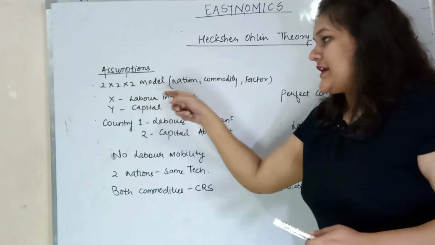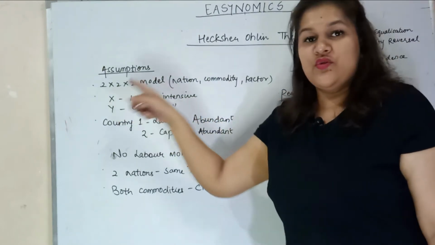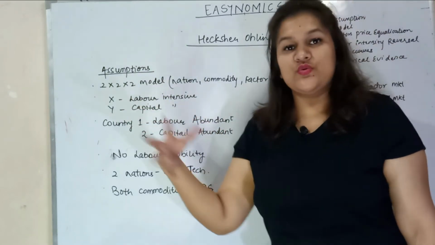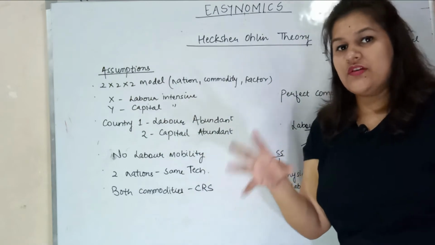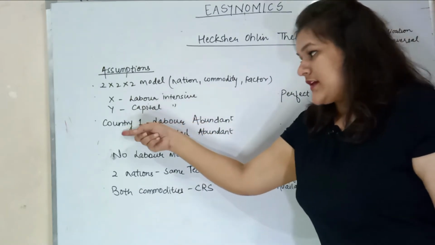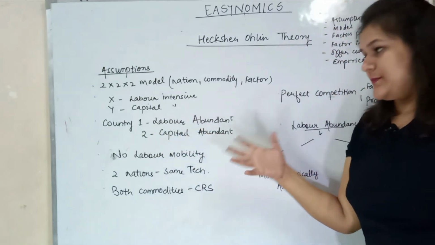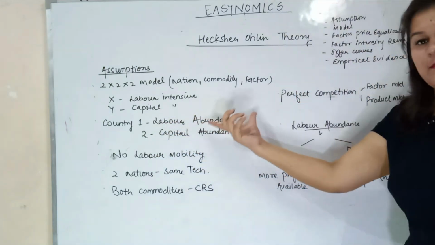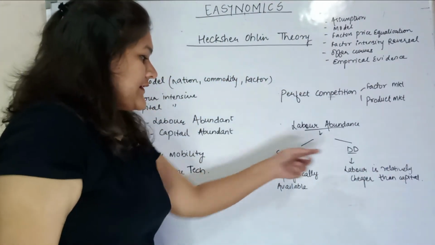Now good X is labor intensive and good Y is capital intensive. X is produced using labor, Y is produced using capital. Whatever countries are taken, country 1 is labor abundant and country 2 is capital abundant. What do you understand by this abundance? Abundance has two meanings, that is demand and supply.